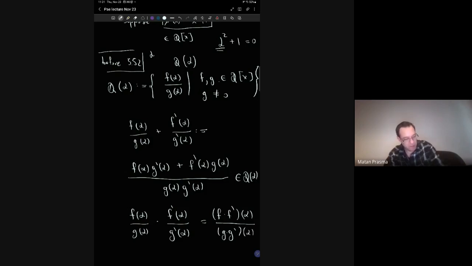Right? I mean, f and g, remember, f and g are polynomials. Okay? So addition and multiplication I define. Of course, it's going to be associative because we know that addition and multiplication of polynomials are associative. And here I just do it in the numerator and the denominator.